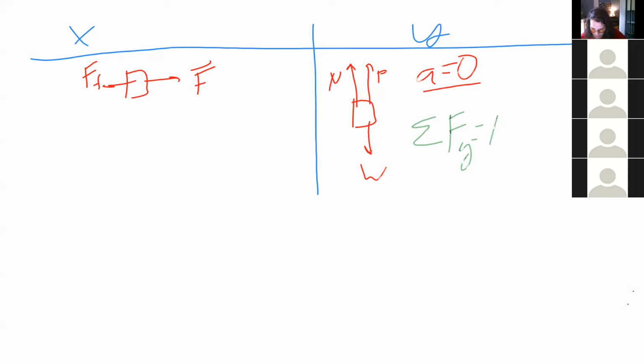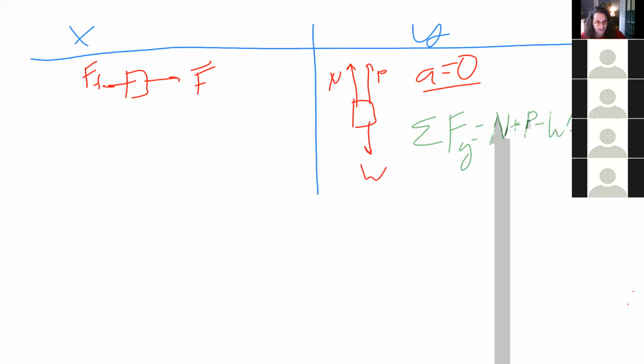I'm just going to have my normal force up, plus the pull force, minus the weight. Newton's second law, F equals ma. A is 0, so m times 0 will be 0 on the right-hand side.